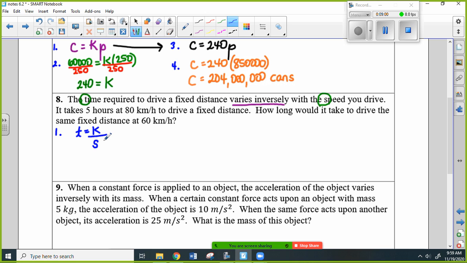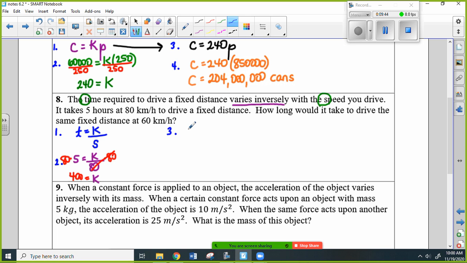All right, then the second part says find your pair of information, so we have to read on. It takes 5 hours at 80 kilometers per hour to drive a fixed distance. So that's our pair of information. Time is 5 hours, speed is 80 kilometers per hour. And to get K by itself, think about the math that would require. You would need to multiply the 80 to the other side. Okay? And that's going to give you 400. So that's step 2.